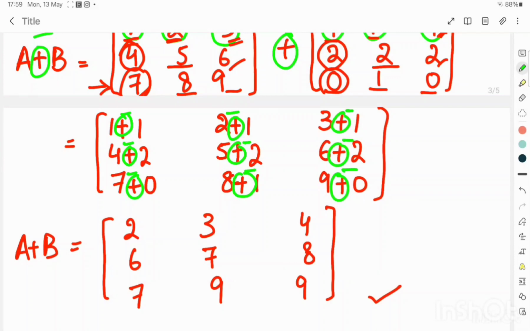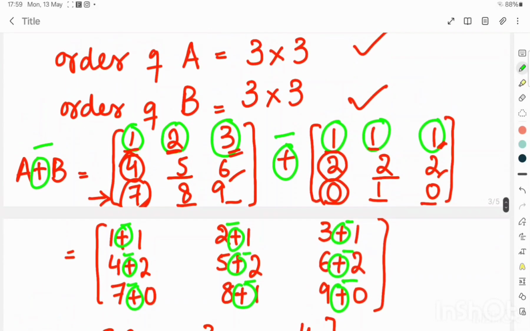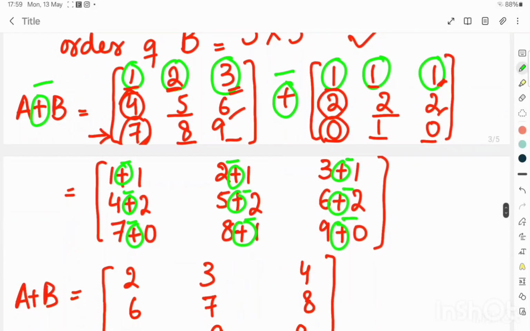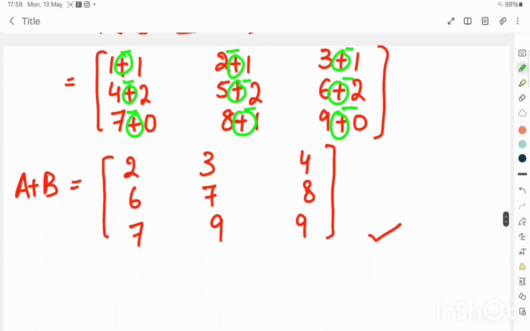So student, this is the whole topic which we covered today related to the addition of matrices, the order of matrices, and the basic definition of matrices. Now in the second video we will discuss the product of matrices.